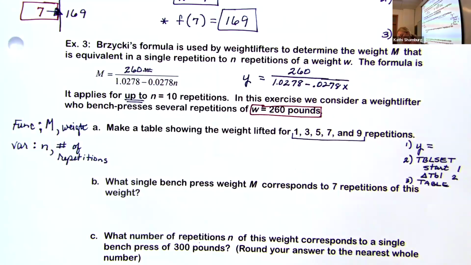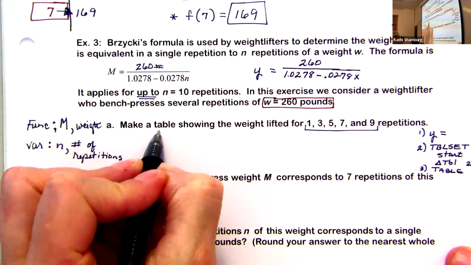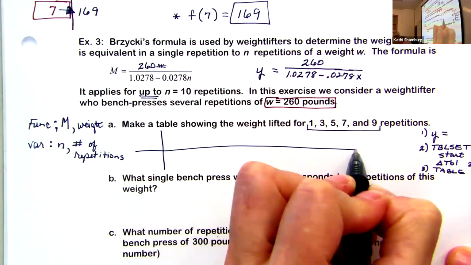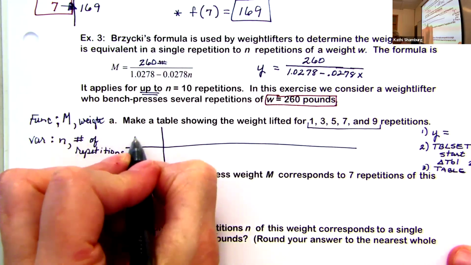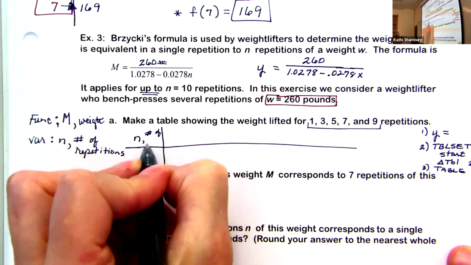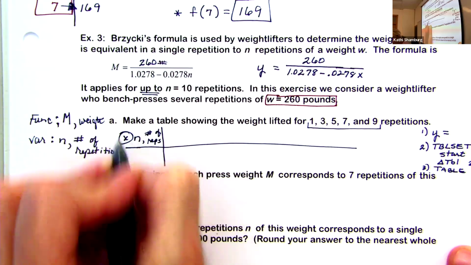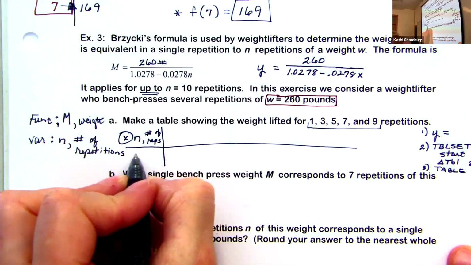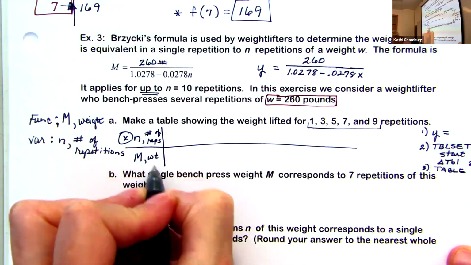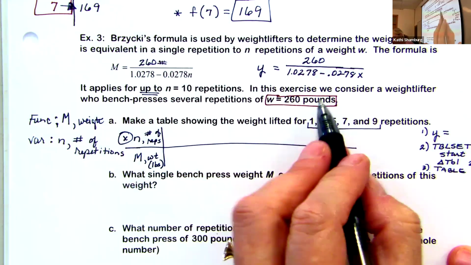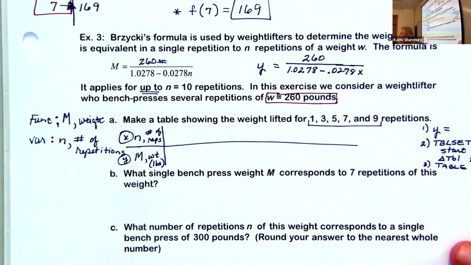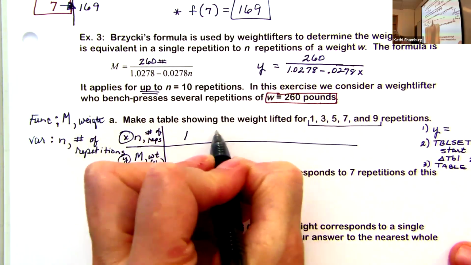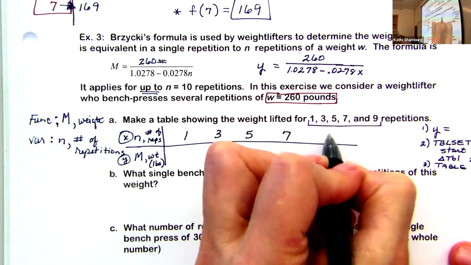All right, so it wanted me to make a table, so I'm going to do that. And we did it here. What goes on top? Variable in number of reps. In my calculator, that's your X. And then we have M, which is weight in what? Is it pounds? Well, since 260 is, yeah. That's what I thought too, but I taught this at 9:30, so I have a heads up on you. All right, so then we're doing our answers for 1, 3, 5, 7, 9.